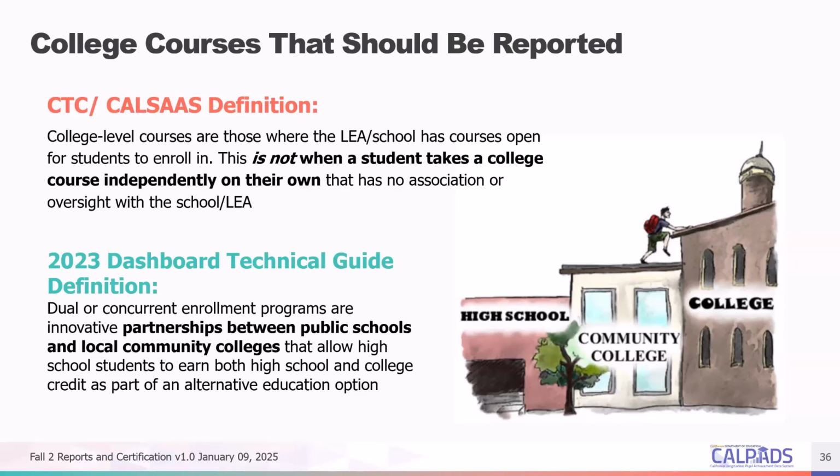This is more relevant for the CCI end of year, but since you're reporting college courses now and you're worried about what you should report, for those students that are independently taking college curriculum with no association to their high school, we don't report those courses. We don't want that information. We want the students that are taking college courses through the high school, through the district they are enrolled in. So hopefully that provides clarification.